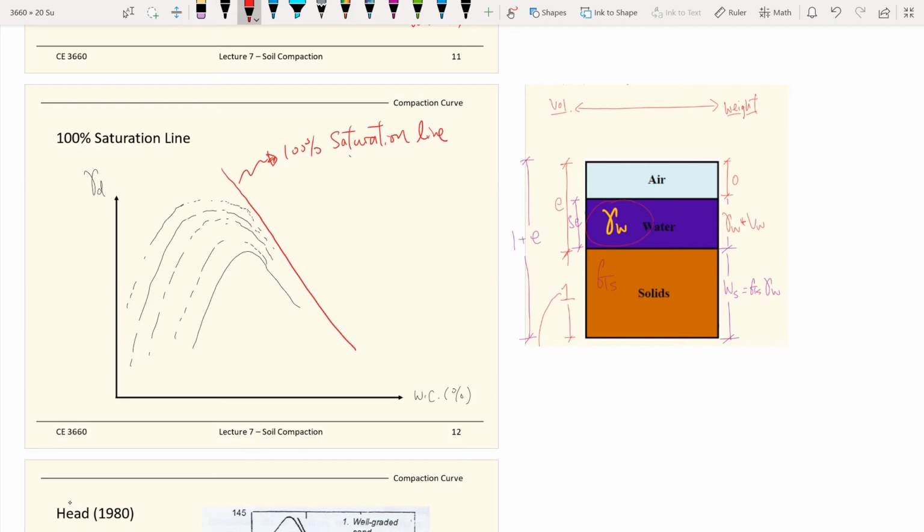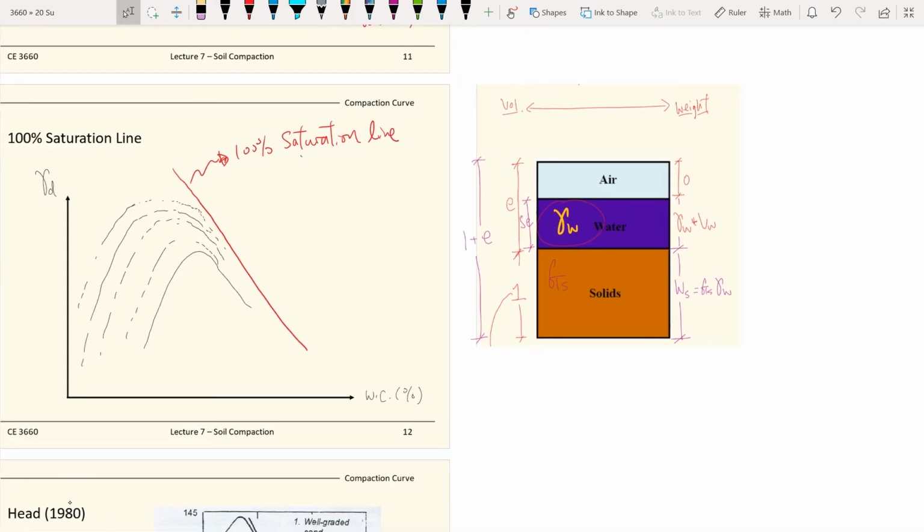So it's kind of like a boundary to tell us that if you increase your compaction effort, you get close to it but never cross it. So it's kind of like an extra boundary, and we can prove this with the 100% saturation equations. I borrowed this diagram, the figure on the right-hand side, exactly from your lecture one.